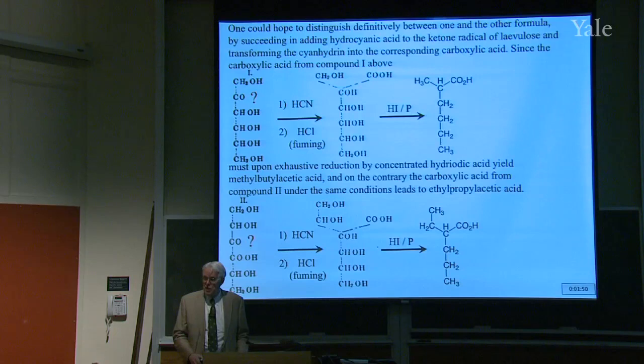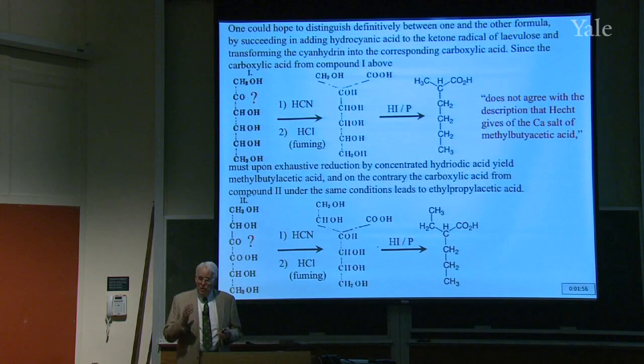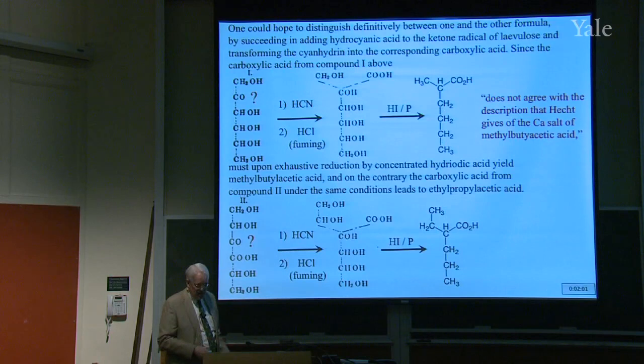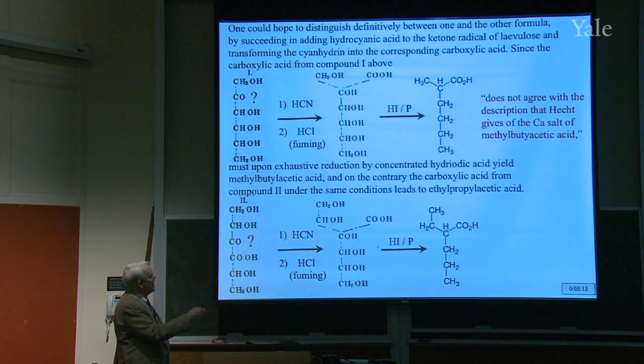He said, this does not, but when he did the reaction and got the product, which should be either this or this, he says it does not agree with the description that Hecht gives of the calcium salt of methyl butyl acetic acid. So Hecht, he said, had done a lot of good work on this compound, including making the calcium salt. He was able to crystallize the calcium salt of the product he got, and it didn't agree with Hecht, right?